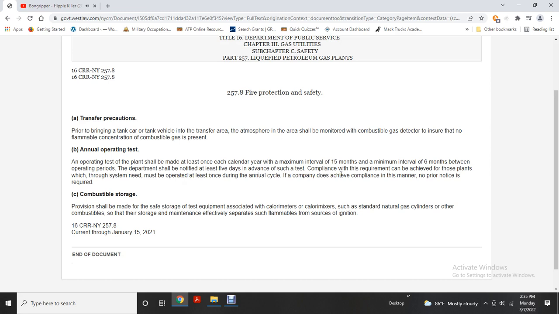The accompanying test does achieve compliance with no prior notice of the required combustible storage. Provision should be made for the safe storage of test equipment, such as calorimeters, calorie mixers, standard natural gas cylinders and other combustibles, so that the storage and maintenance effectively separate the flammable materials from sources of ignition.